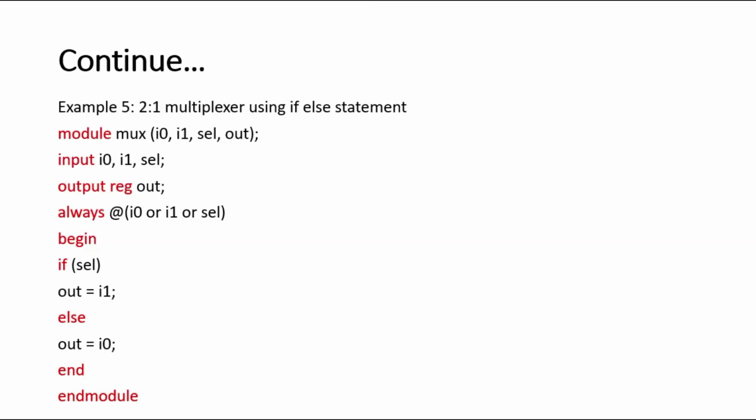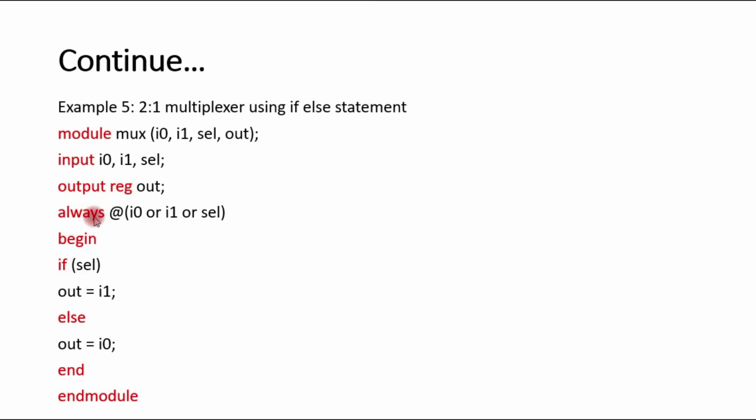Example to clarify the use of if-else statement. Here a 2 to 1 multiplexer is designed using if-else statement. In case of a 2 to 1 multiplexer, there are two data lines, and these are I0, I1. One selection line, that is sel, and one output, that is out. So we are defining input ports I0, I1, sel and output port out. And this out variable we are using inside the procedural block. That's why it should be a register data type.